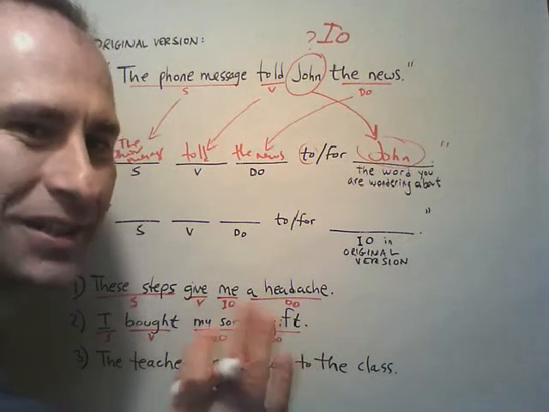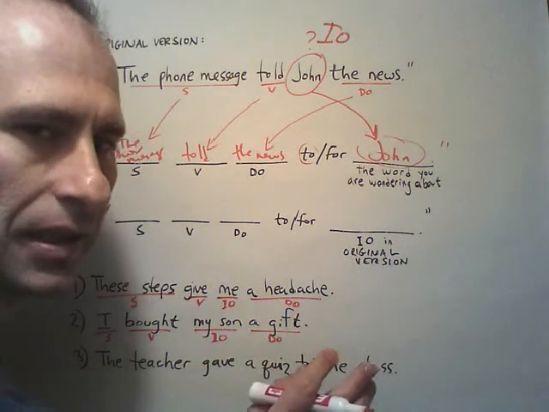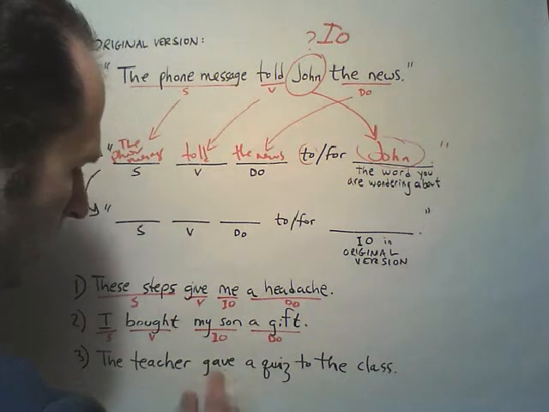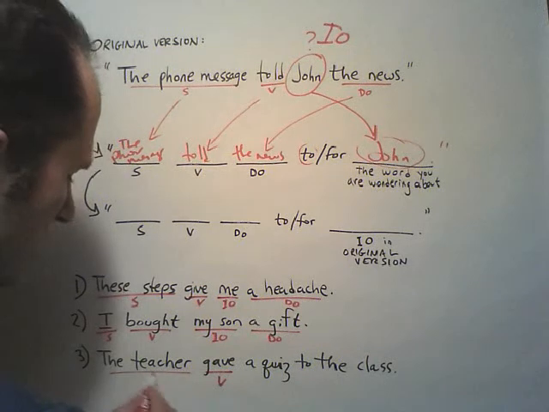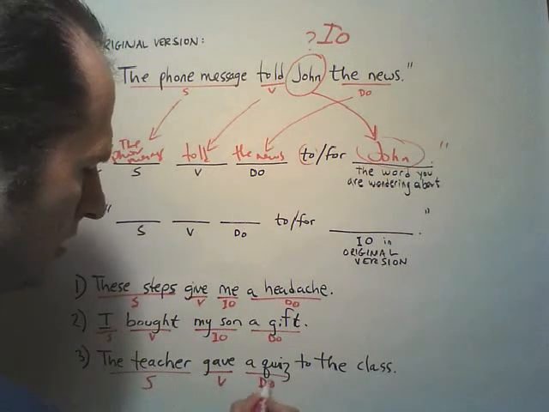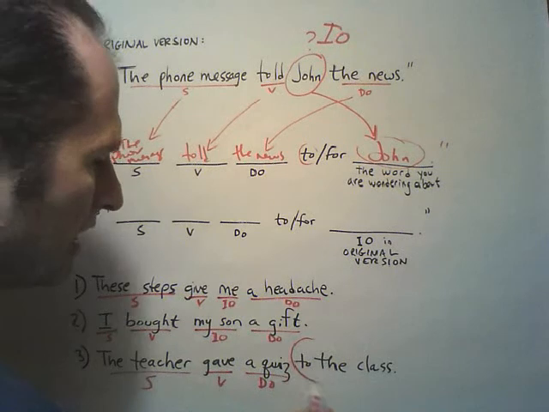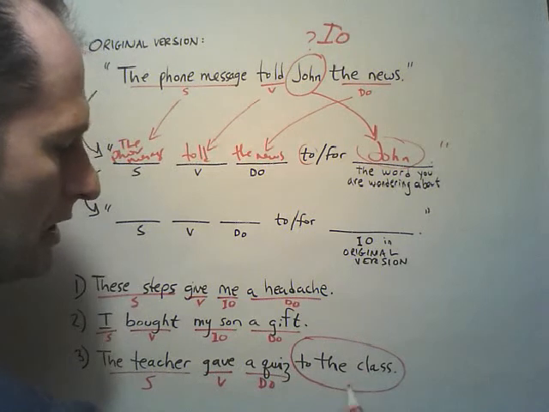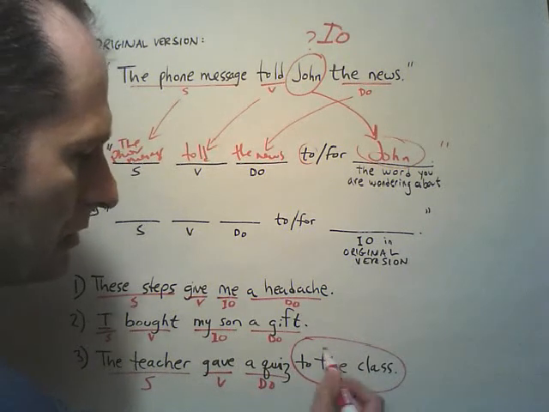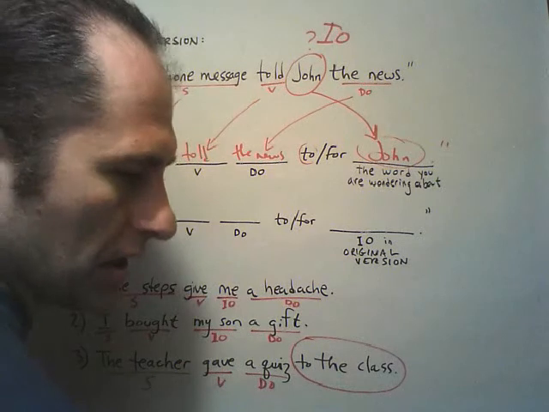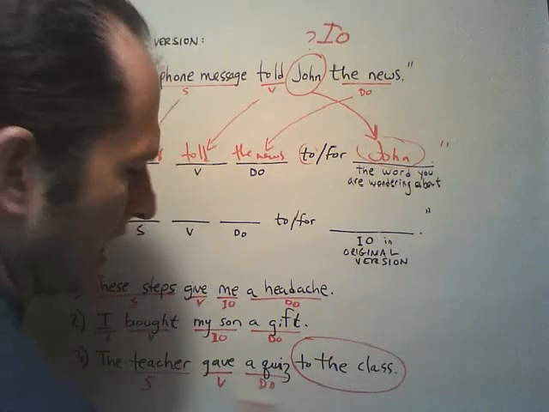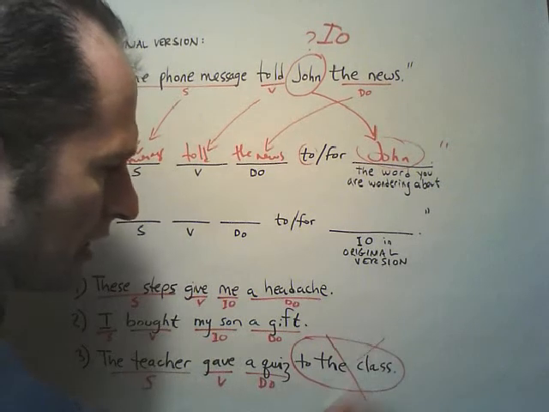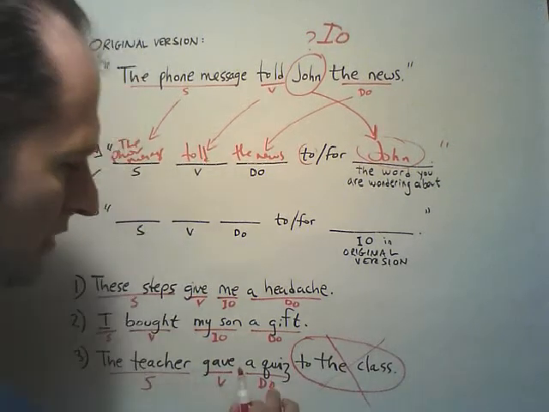Now let me just introduce this down here. It's going to be a little tricky. The teacher gave a quiz to the class. Gave is the verb. Who or what gave? The teacher. The teacher gave who or what? A quiz, direct object. Now notice that I have this here in the original. So this is not an indirect object. We'll learn about this soon. This is actually a prepositional phrase. And if this is the original wording, then this is not an indirect object. In fact, you don't even have to consider that as an element of the sentence.